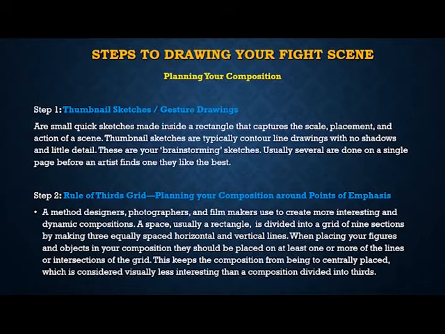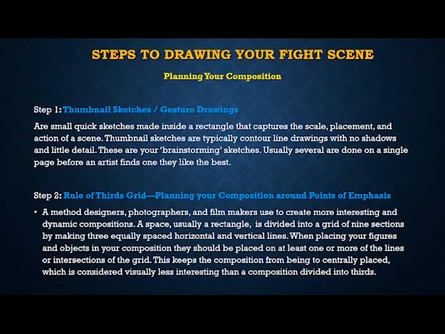They're brainstorming sketches. They're meant to be quick and loose and fast, and the detail that they have is also loose, if there's any detail at all. So this tells the most amount of information in the quickest and simplest way possible. So thumbnail sketches are quick sketches made inside a rectangle, and this captures the scale, placement, and action of the scene. Thumbnail sketches are typically contour line drawings with no shadow and little detail.